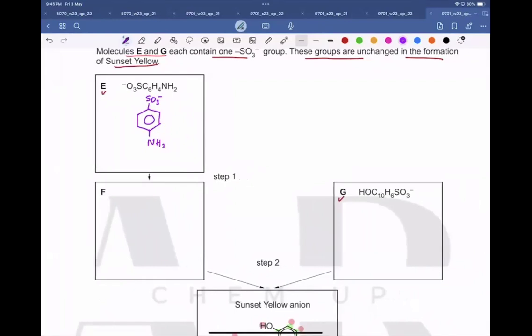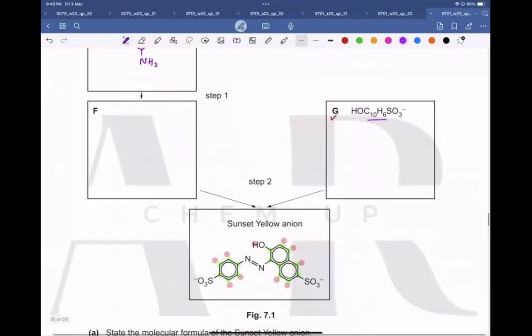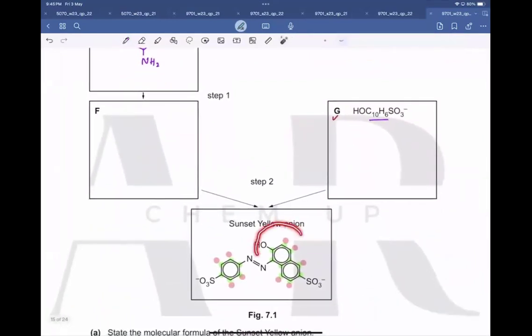Now, if you look at it, C10H6, so basically it is this group, because here you have a C10. So one benzene ring, second benzene ring. Here we got SO3 and here we got OH. Is this clear to all of you?